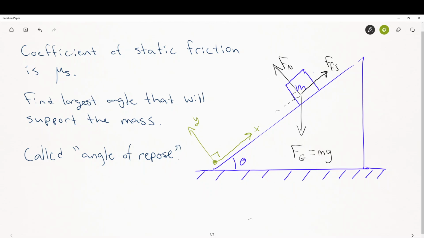You'll notice that I'm drawing my coordinates down here. It doesn't really matter where I draw them because the directions of the forces relative to those coordinates don't really matter in terms of where the coordinate system lies. So I'll go ahead and put the origin down at the base of the ramp, but it doesn't really make a difference in terms of the final answer.